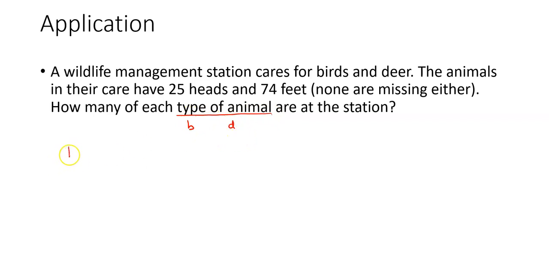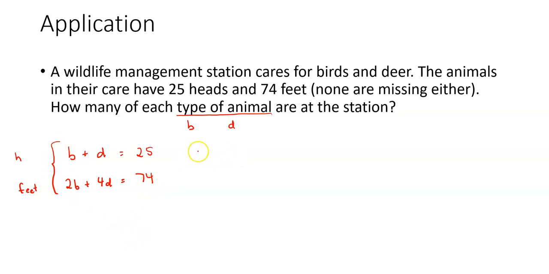Right, each bird has 1 head. Each deer has 1 head. If I add them together, I get 25. So that's another way of saying that there's 25 animals at the station. Then how about feet? So my first line is about heads. My second line is about feet. All right, the birds each have 2 feet. The deer each have 4 feet. If I add them together, I get 74. That's my system of equations. Now I have to solve it.